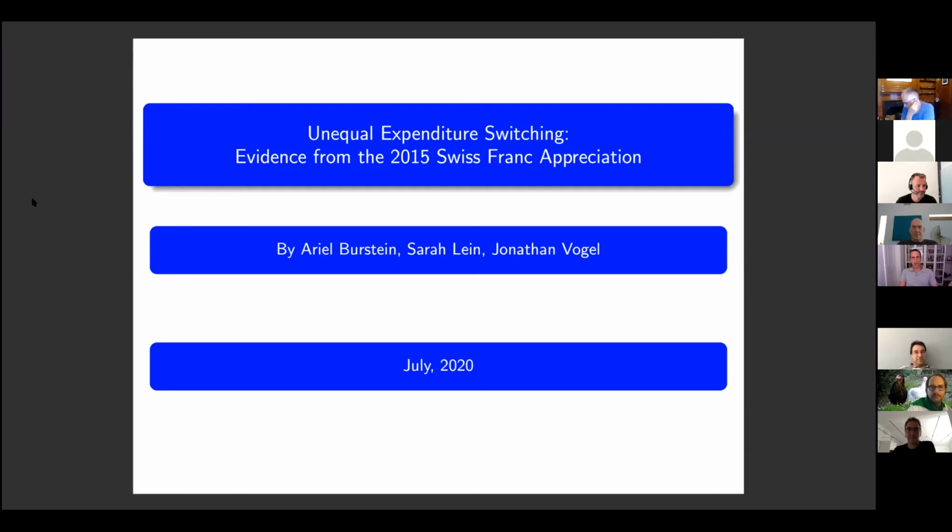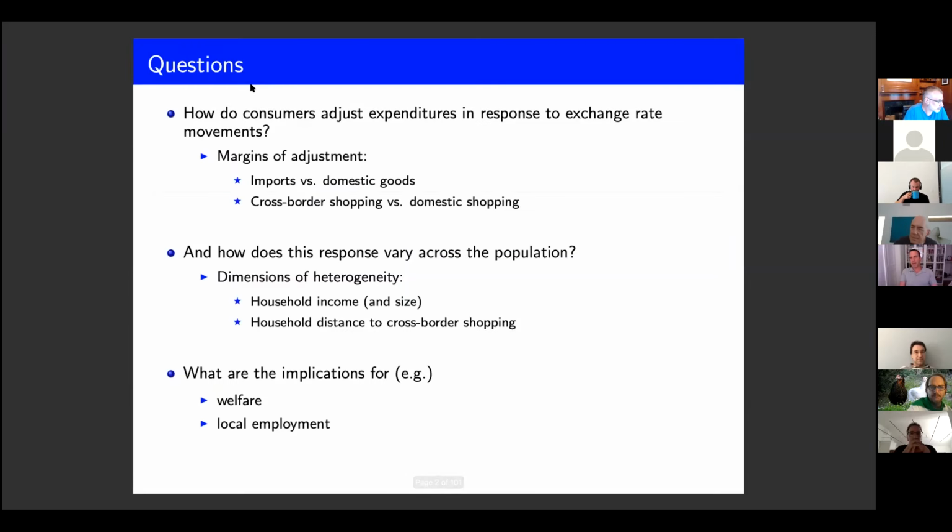Thanks so much for inviting me. Really, it's great to get some of your feedback. This is very much work in progress with Sarah Lyne, University of Basel, and John. So in international economics, we care a lot about expenditure switching, defined as how consumers or firms substitute either their consumption or intermediate inputs between domestic goods and imports in response to exchange rate movements or changes in trade costs. That's a key elasticity that matters a lot in the models that we write for welfare and for the output or employment responses to exchange rate movements.